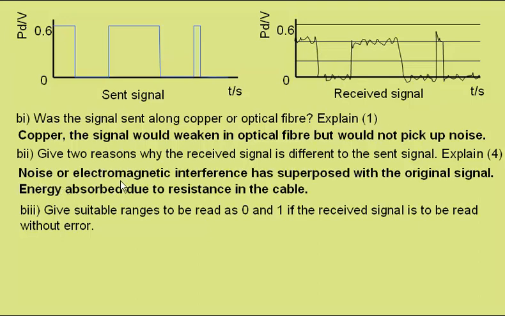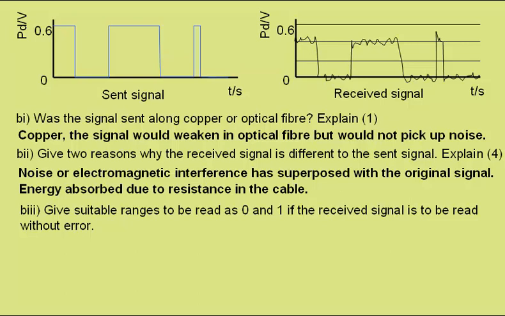The noise, or electromagnetic interference, has superposed with the original signal. That can happen if there's other electromagnetic radiation around the cable carrying the signal. Also, energy has been absorbed due to resistance in the cable. This would have caused slight heating in the cable and has caused our signal to fall in value.